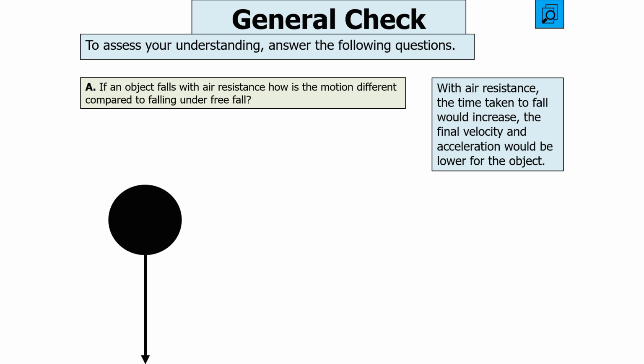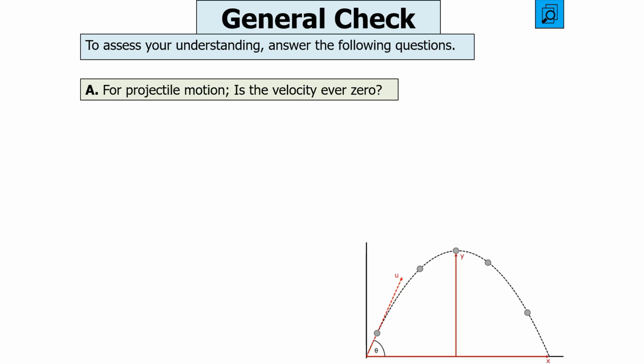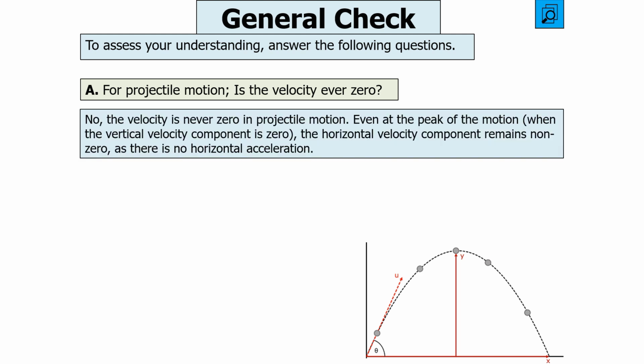For projectile motion, is the velocity ever zero? So pause the video now, then unpause the video when you want to go through your answer. No, the velocity is never zero in projectile motion. Even at the peak of the motion, when the vertical velocity component is zero, the horizontal velocity component remains non-zero as there's no horizontal acceleration.